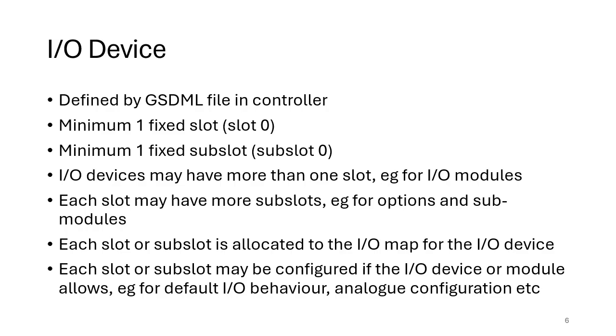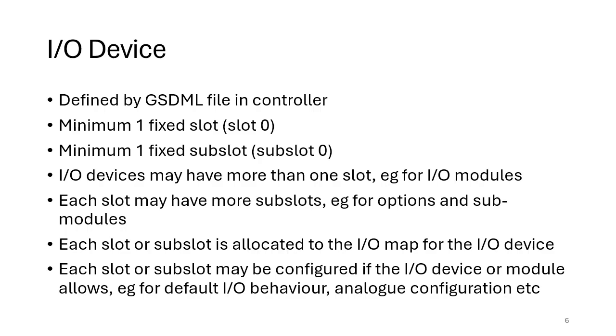We can allow the GSDML file to be configured to handle that, so we can have configurable I/O devices rather than fixed I/O devices. Subslots also help there, because as well as having multiple slots, one for each I/O module, you can also have subslots. So that might give you options for configuration of the I/O module, such as different options, and also there might even be sub-modules within the I/O module itself. And what the GSDML file does, that defines what configuration you can perform for the I/O device, including what can go into those slots and what can go into the subslots.